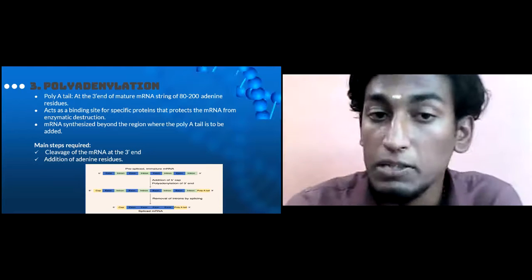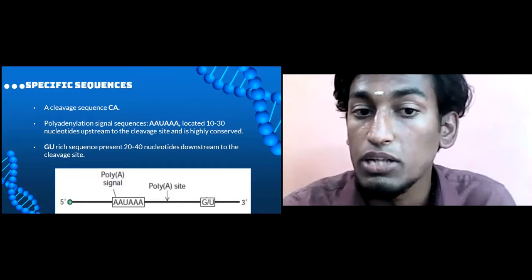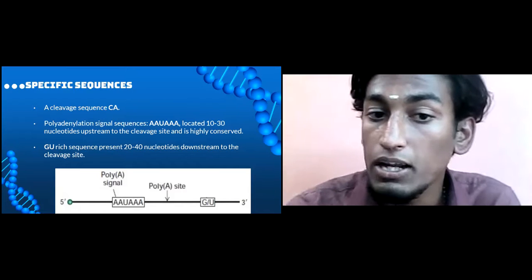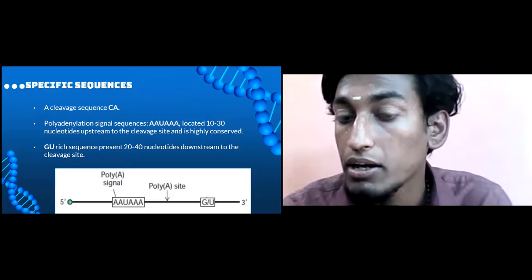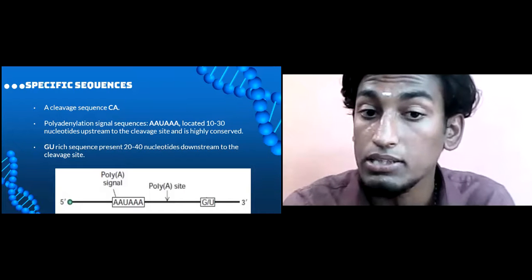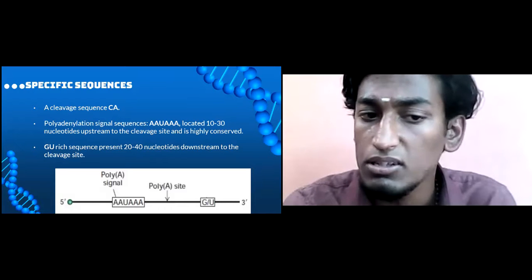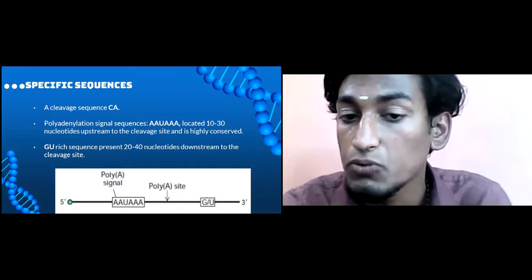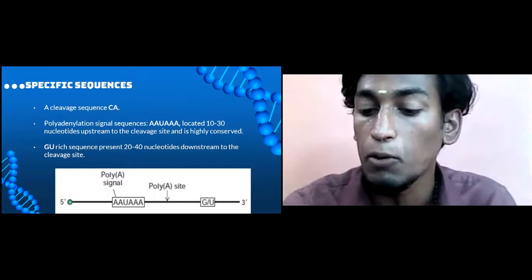And these are the specific sequences. The cleavage sequence has a CA, which is cytosine and adenine. The polyadenylation sequence is AAUAAA, adenine, adenine, uracil, adenine, adenine, adenine. A represents adenine and U represents uracil, located 10 to 30 nucleotides upstream to the cleavage site, and which is highly conserved. And the GU-rich sequence is present 20 to 40 nucleotides downstream to the cleavage site. This is the specific sequence in poly-A tailing.